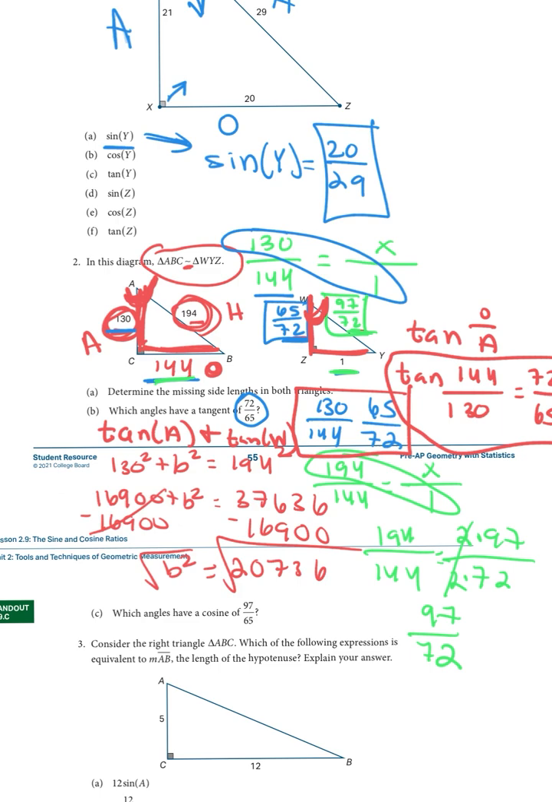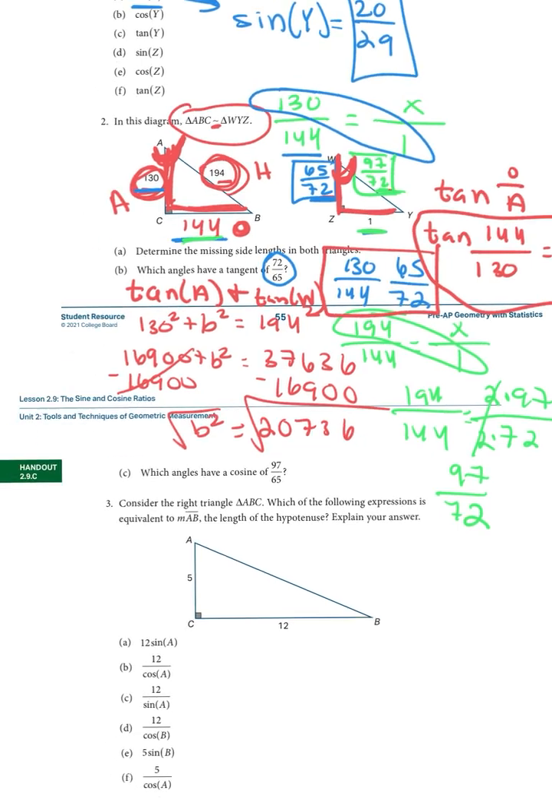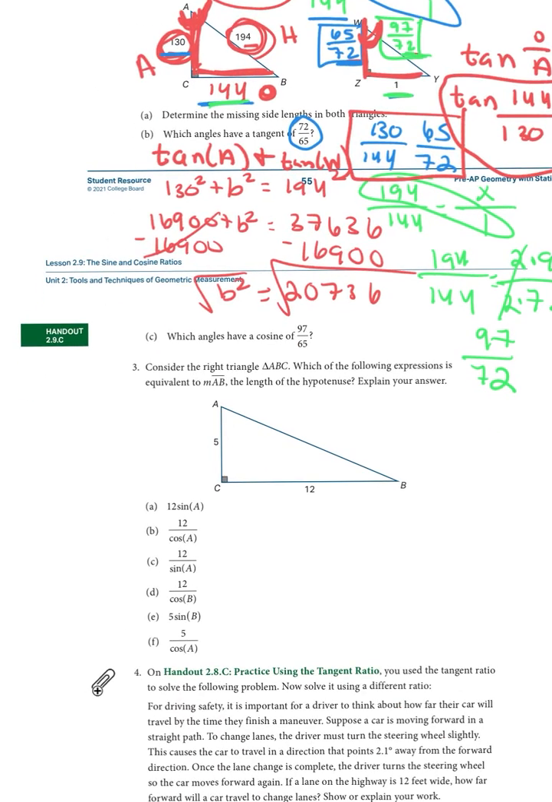And I got this 97 from doing what? From 194 over 144. But that gives me 97 over 72, and I want 97 over 65. There is no angle that's going to give me that. You can try it if you want to see. I'm not going to show you, but I'm telling you there's no angle that's going to give me that. Okay, so this one would just be none. And we're done with this section.